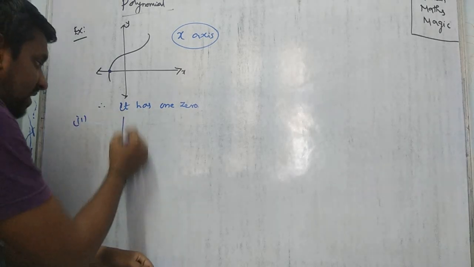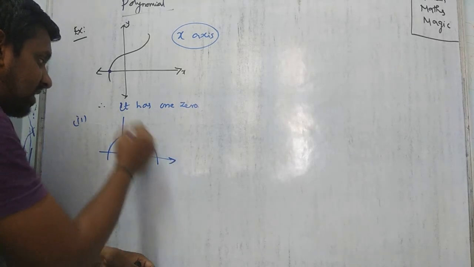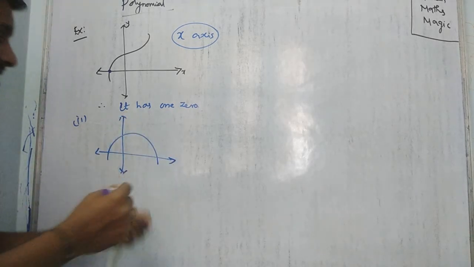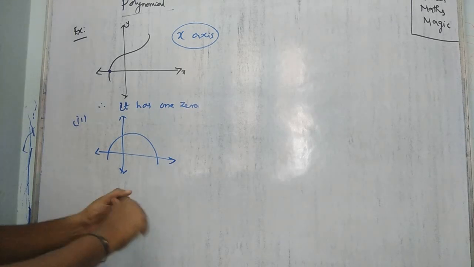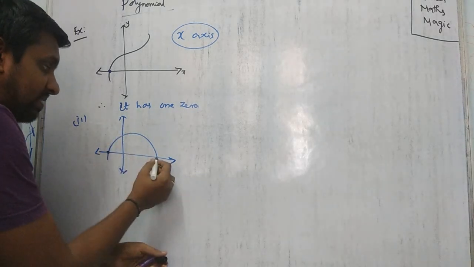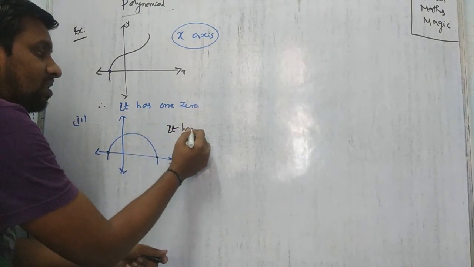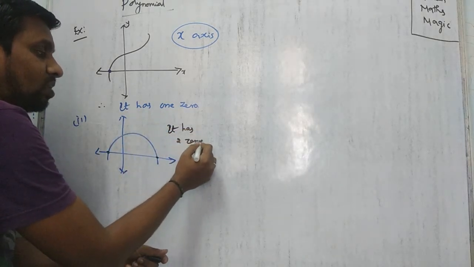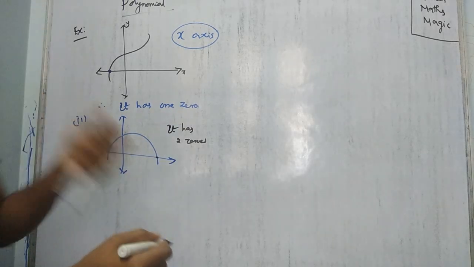How many? Like this I can draw, okay? So how many places does the curve touch the x-axis? This curve touches the x-axis in 2 places. Okay, see here, 2 places. You only have to see the x-axis. Therefore it has 2 zeros. Similarly, next one.